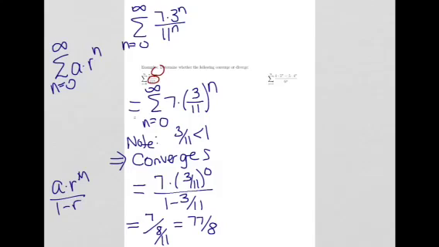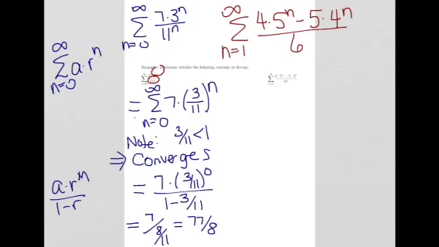We have one more example that's a little bit more interesting, and in this case we're going to start at n equals 1, and we have 4 times 5 to the n. Again, I'll write this up here if this is too small to see. 4 times 5 to the n minus 5 times 4 to the n, and all of that is divided by 6 to the n. What we need to do here is create a couple of series, so that we can see if each piece converges, and then if each piece converges, we'll know that the whole series converges as well.